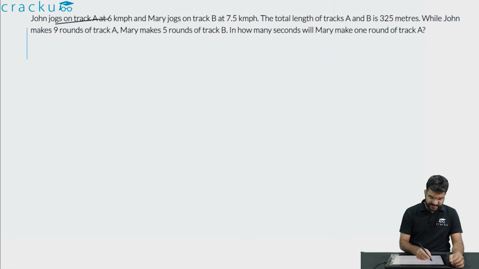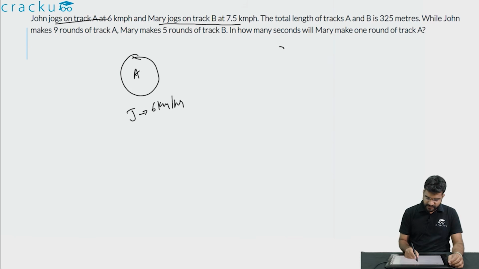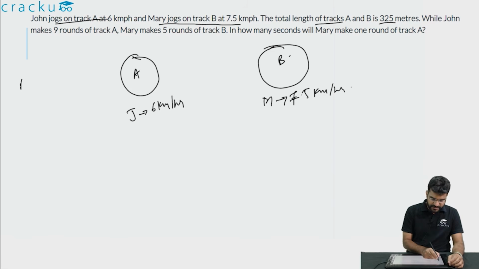In this question, it is given that John jogs on track A at 6 km per hour, and Mary jogs on track B at 7.5 km per hour. The total length of track A and B is 325 meters. So A plus B is equal to 0.325 kilometers.